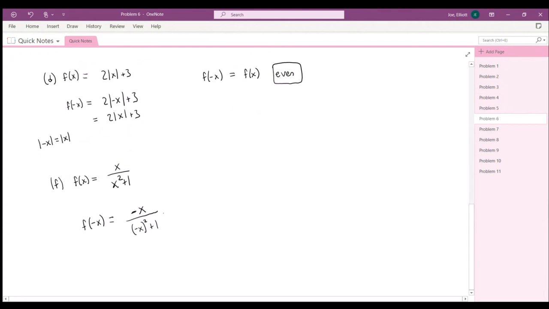But remember, minus x all squared is the same as x squared. So this squared also kind of gets rid of the minus sign. So it's actually minus x over x squared plus 1, okay? So is f of minus x the same as f of x? Nope. But what you notice is it's the same except for the minus sign in front, right? So you could say f of minus x was really minus f of x, do you see?